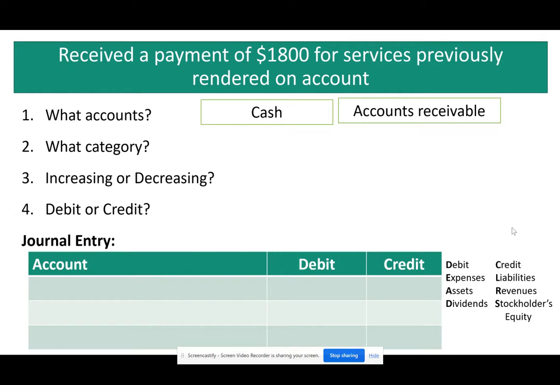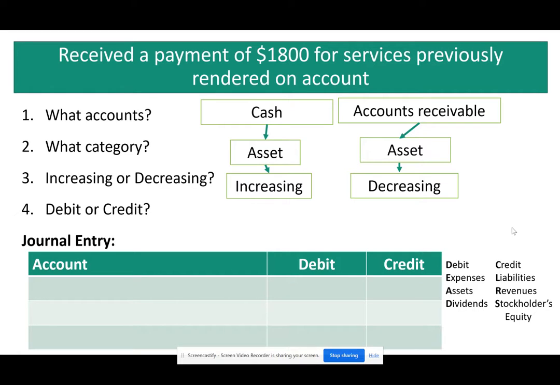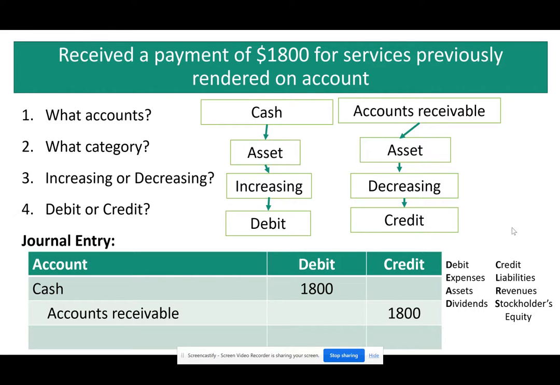So it is not service revenue, but instead what is happening is we are reducing our accounts receivable because the customer paid us, but we're receiving cash. Again, both of these are assets. In this case, our accounts receivable is decreasing and our cash is increasing. The customer is paying us what they previously owed. So we know an asset increases with a debit, an asset decreases with a credit. So we are going to debit cash, credit accounts receivable. Note, we do not do service revenue. We only record the revenue when we provide that service. Now we are just recording that the customer is paying off their bill.